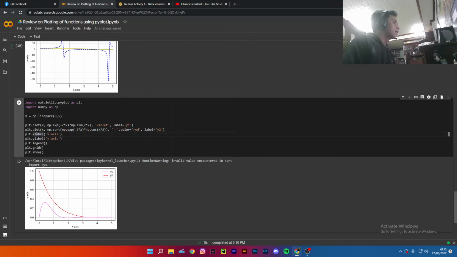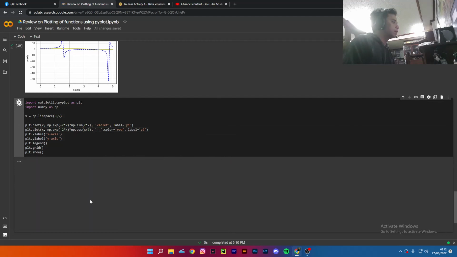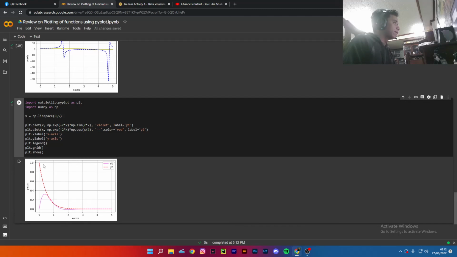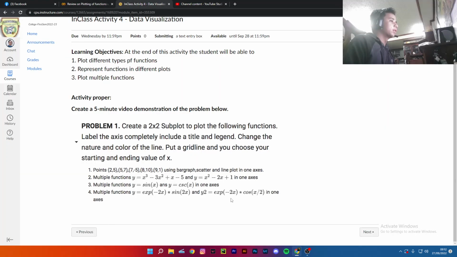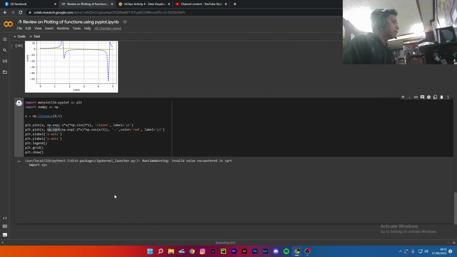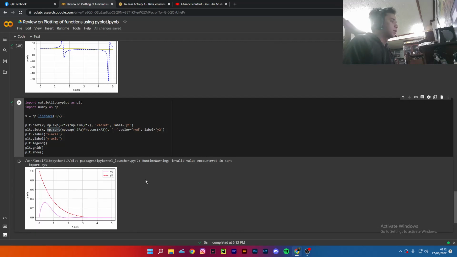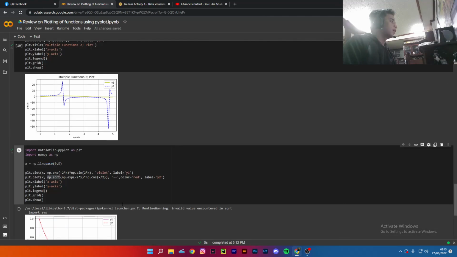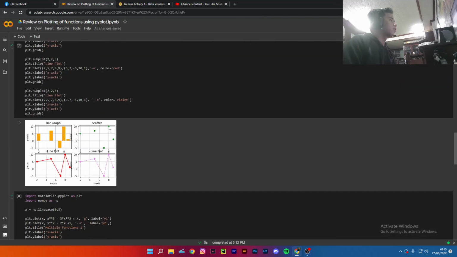Here we put the x and y label there, the legend, the grid, and plt.show. Though if it isn't squared, if it's y2, it would look like this. So here, no square root, only the function plotted in one axis. Though if it's in square root, it would look like this. So that's it for this activity 4.